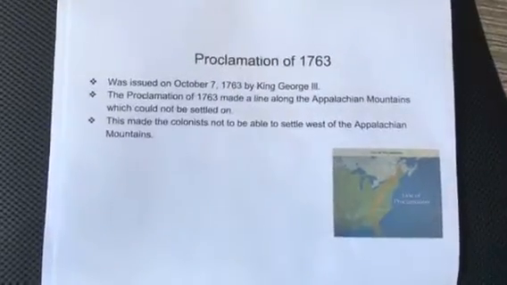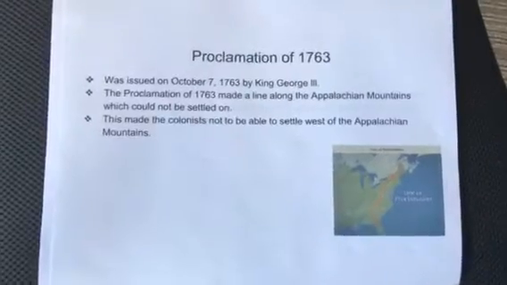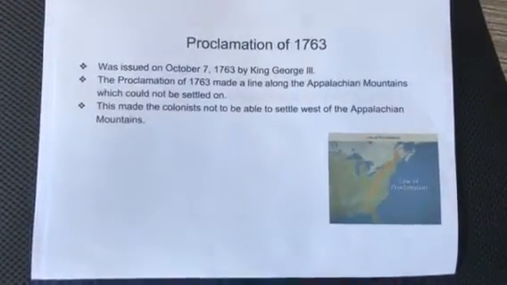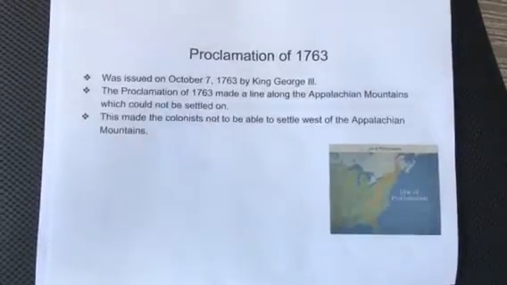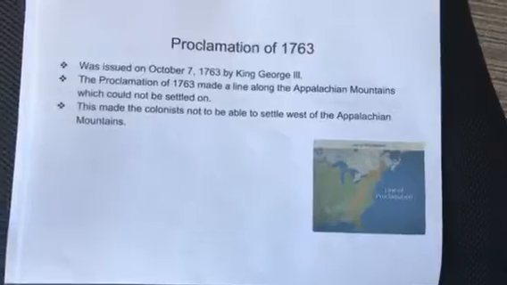The Proclamation Act of 1763 was issued on October 7, 1763 by King George III. The proclamation made a line along the Appalachian Mountains which could not be settled on. This made the colonists not able to settle west of the Appalachian Mountains.